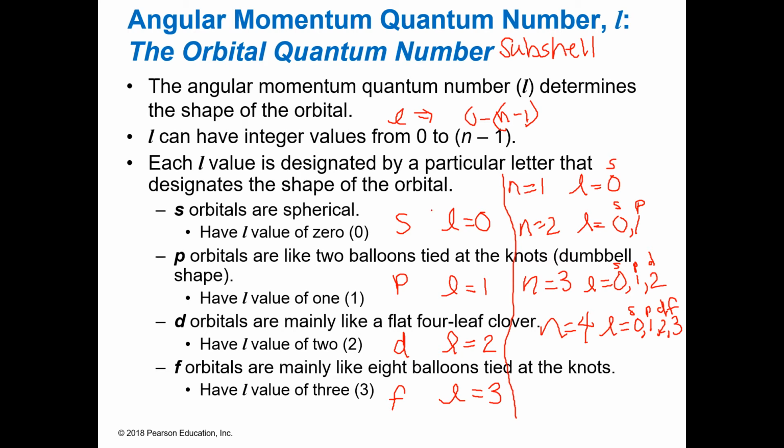Now, I'm going to add one more thing here. When we're talking about the max electrons, go ahead and write this down and we'll come back to this. The max electrons that can be found in the S subshell is 2. In the P subshell it is 6. The D subshell is 10, and the F subshell is 14.